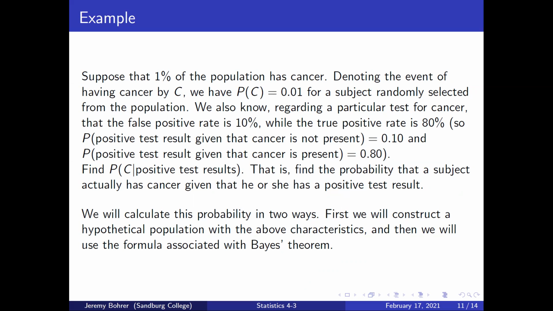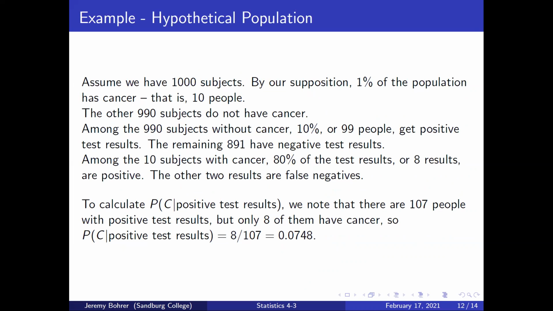Find the probability of C given positive test results. That is, find the probability that a subject actually has cancer given that he or she has a positive test result. We will calculate this probability in two ways. First, we will construct a hypothetical population with the above characteristics, and then we will use the formula associated with Bayes' theorem. Assume we have 1,000 subjects.